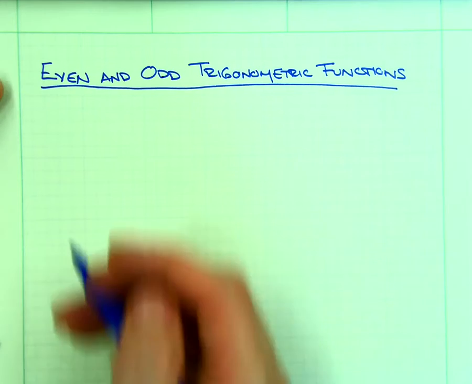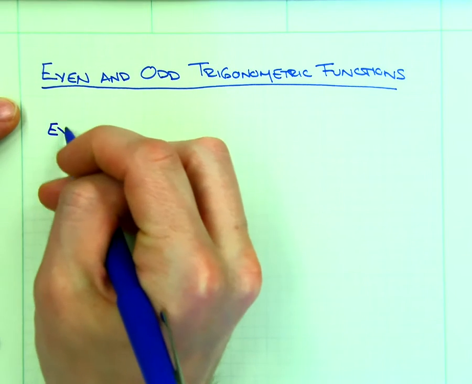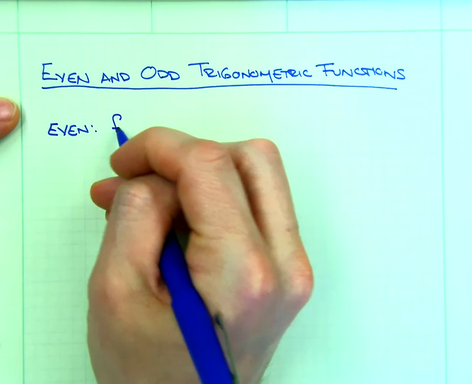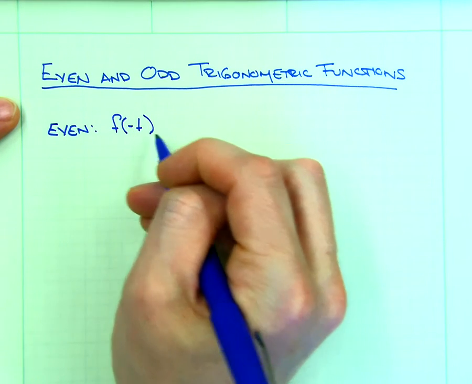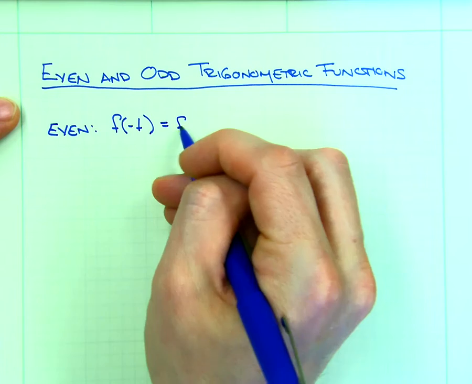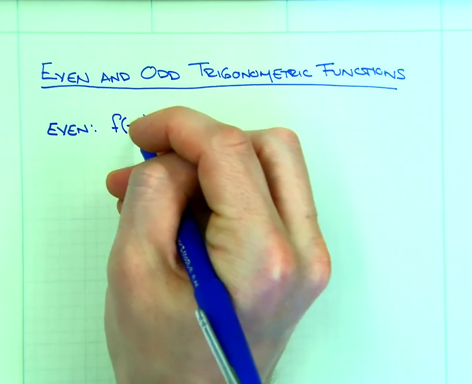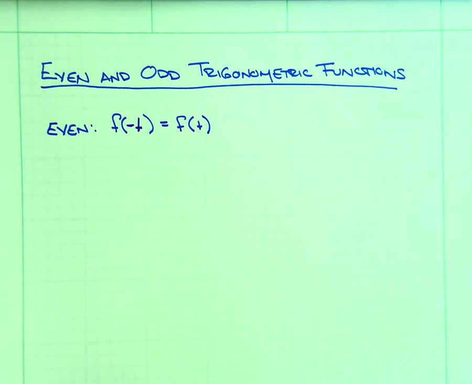So a function is even if it adheres to this. And I remember this because it was on our first semester final exam. So f of negative t is equal to f of t. Now, if you can't exactly understand what that means, I can give you examples, and I can also sort of draw it out. And I'll do that with both even and odd functions.